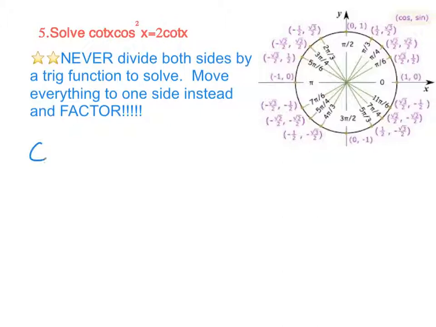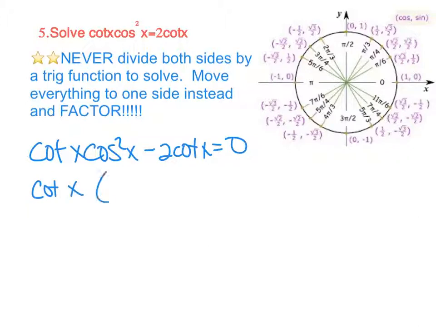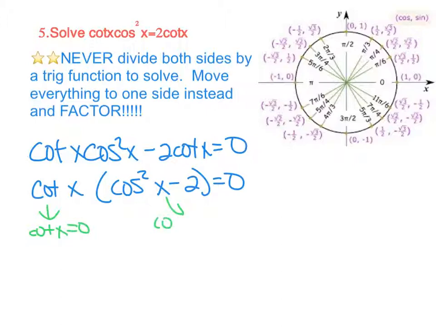So that gives me cotangent of x cosine squared x minus 2 cotangent of x equals 0. And then you'll notice that in the first term and the second term, they both have a cotangent in common. So we're going to factor out the cotangent. So cotangent of x times cosine squared x minus 2 equals 0. So then I'm going to set each one equal to 0. Cotangent of x equals 0. Cosine squared x minus 2 equals 0.